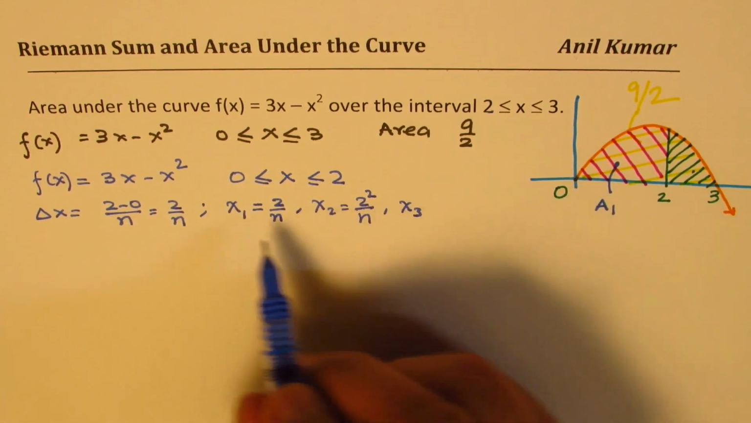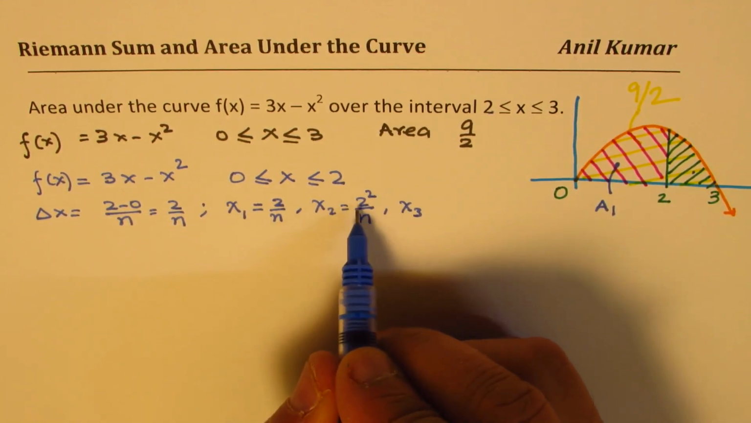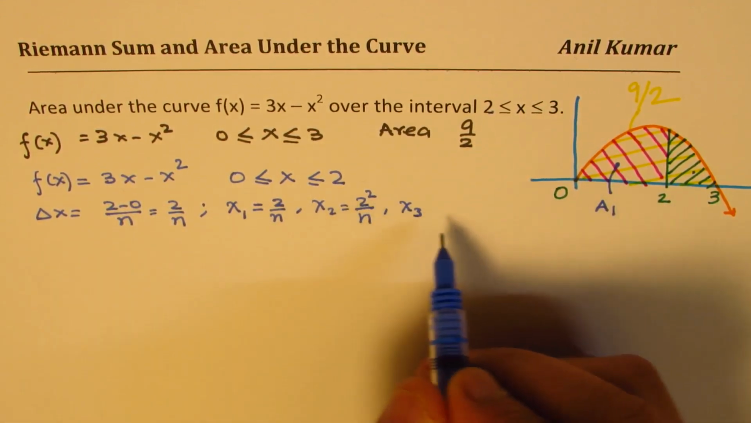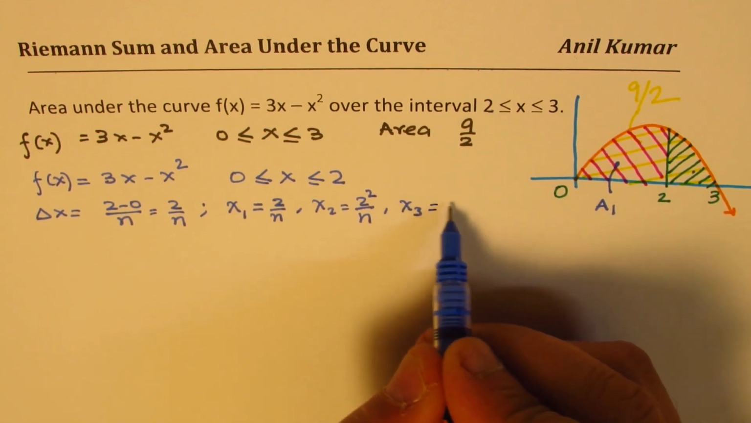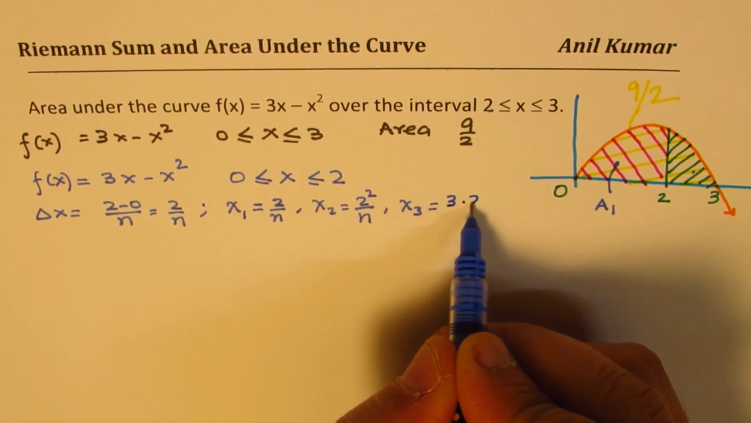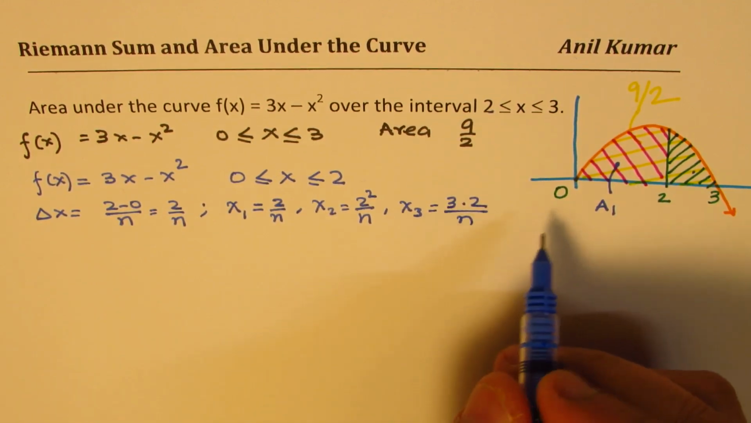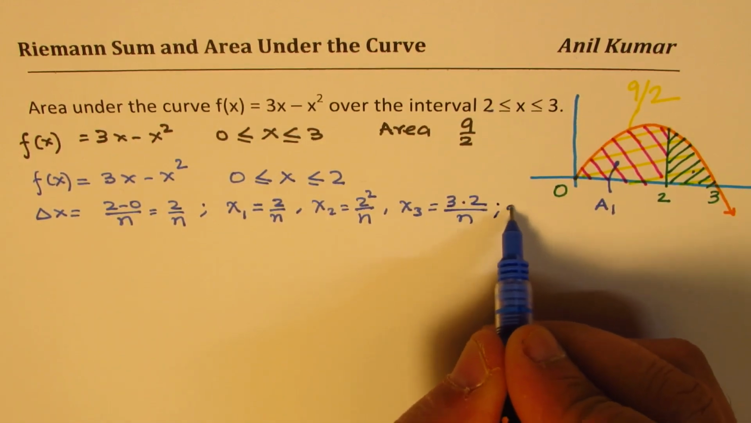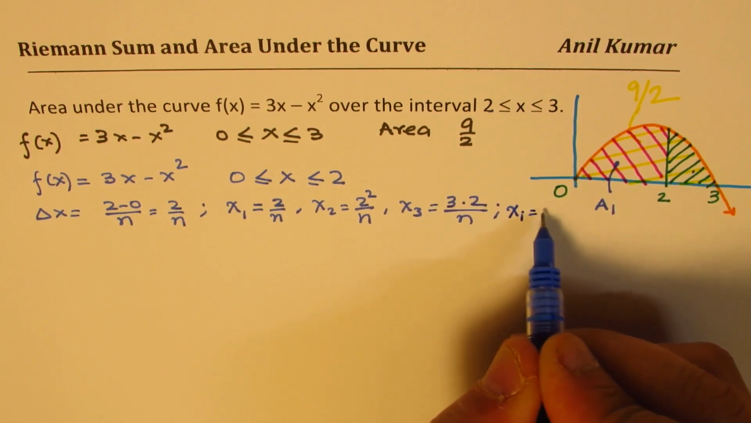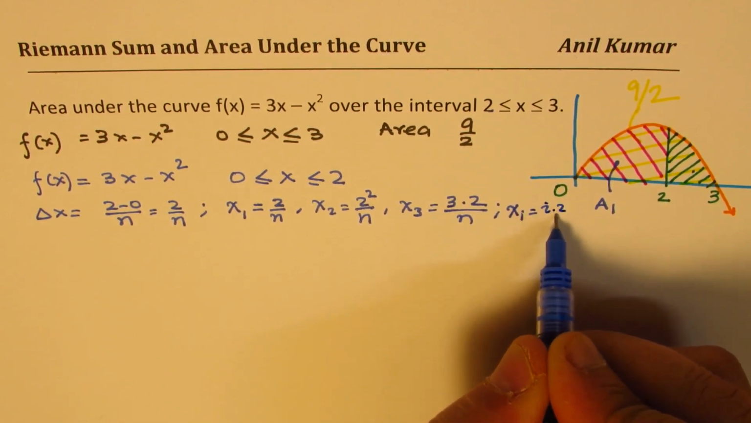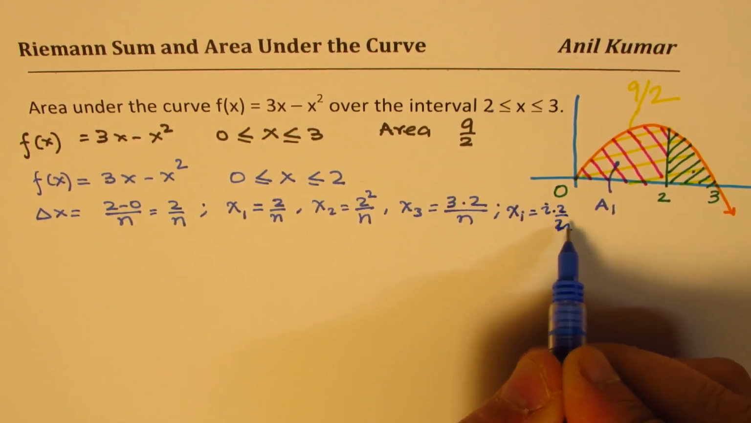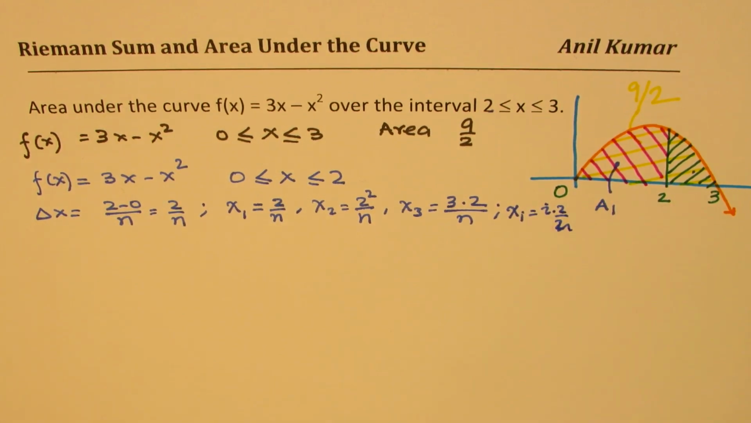So first is 2 over n, second is 2 times 2 over n. I should not have written 2 square. Then it will be 3 times 2 over n. And in this fashion, if we continue, the general term will be i times 2 over n, correct? That would be my position.